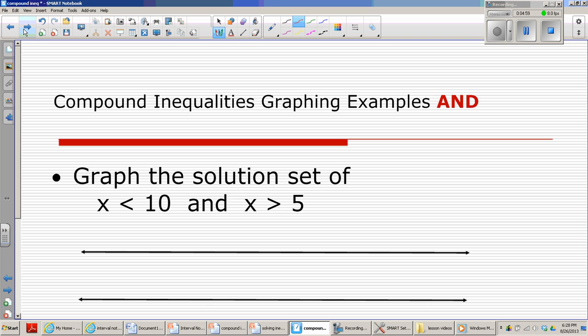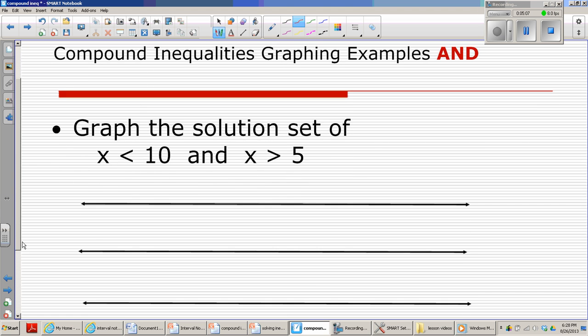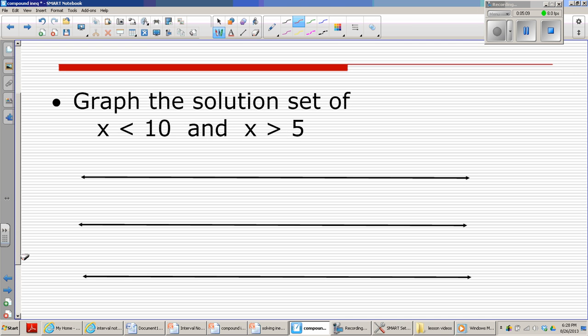Here's an example. We want to graph the solution for this compound inequality. It includes the word "and." We're going to graph each inequality separately. So with the first one, we label 10 and graph values that are less than 10. That would be an open circle shaded to the left. The second graph is the second inequality. So that would be at the value 5, open circle shaded to the right.